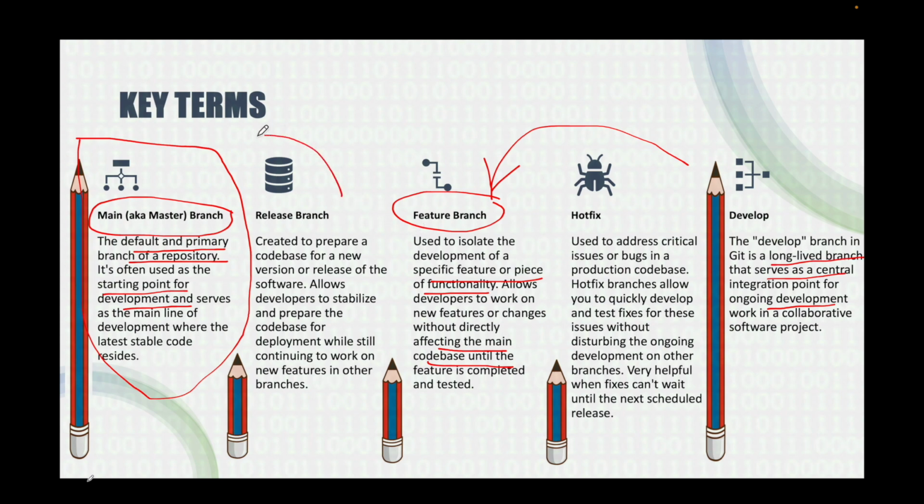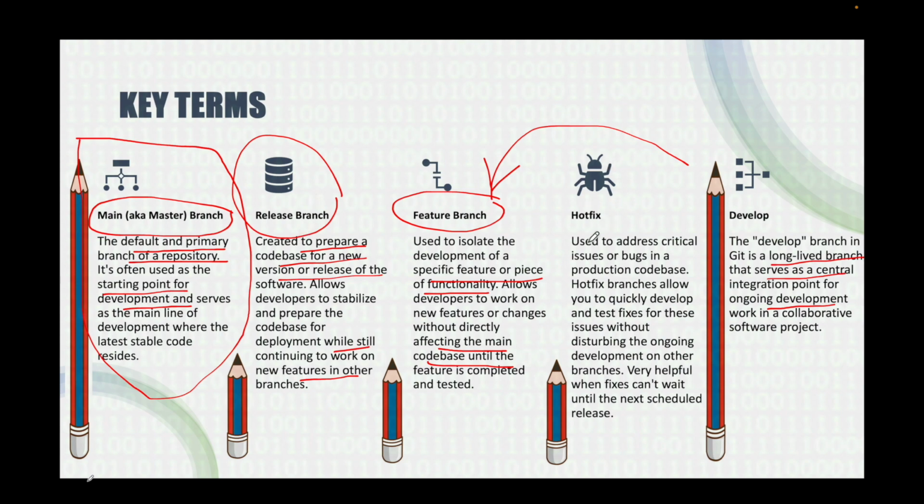Now comes the release branch. The name itself says that it is meant for releasing software, created to prepare a code base for a new version or release of software, allows developers to stabilize and prepare the code base for deployment while still working on the new features in other branches. So this branch is specifically meant for release.